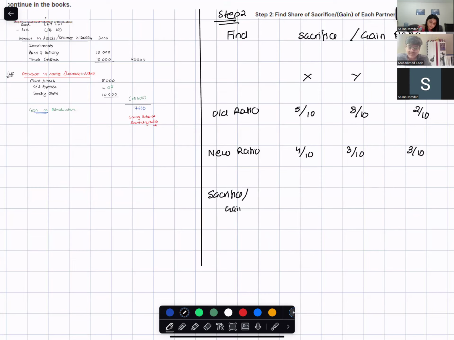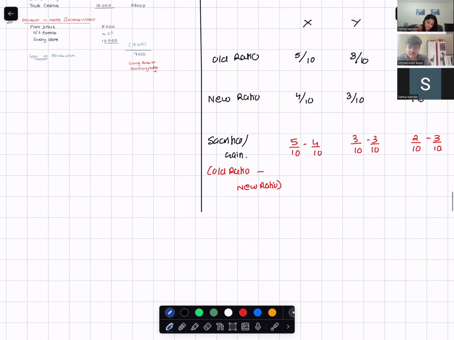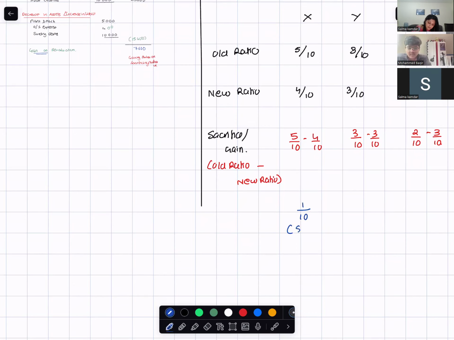How do you find the sacrifice or gain ratio? Old ratio minus new ratio. So it will be 5 by 10 minus 4 by 10, 3 by 10 minus 3 by 10, or 2 by 10 minus 3 by 10. From the answer, if it is positive, it will be sacrifice. If the answer is negative, it will be a gain.